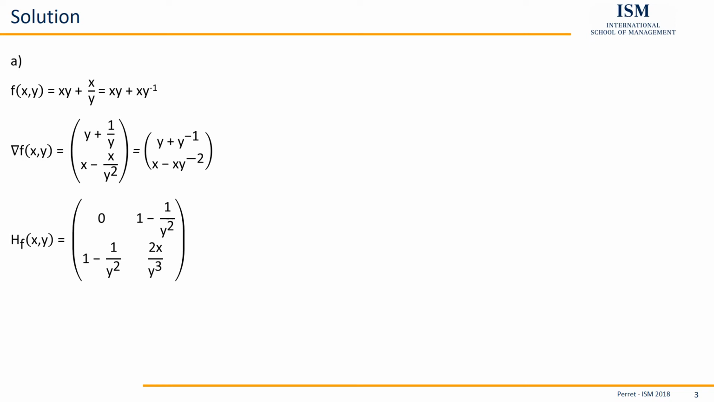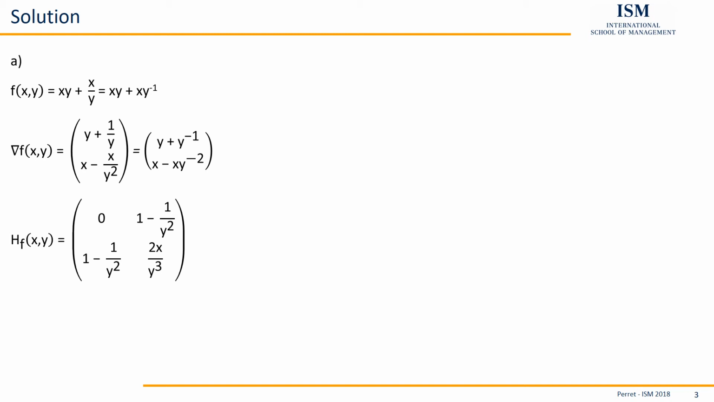Well, if we derive for x, just the first term gets to 1, and the second term we just lose the x. So we have 1 minus y to the power of minus 2, which basically is the same as it has been on the upper right.